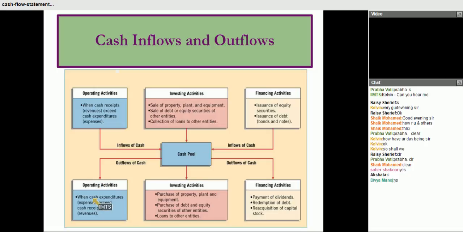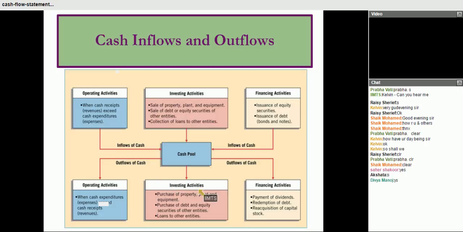Now let's see the three cash outflows. Suppose in operating activities, when cash expenditures or expenses exceed the cash receipts or revenues, it is known as outflow of cash or cash outflow.